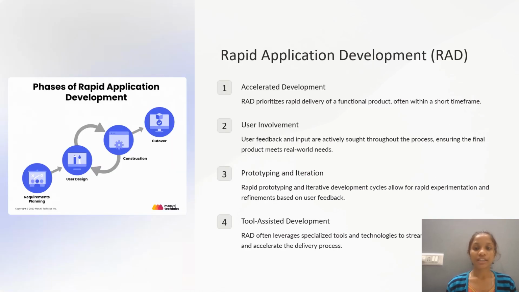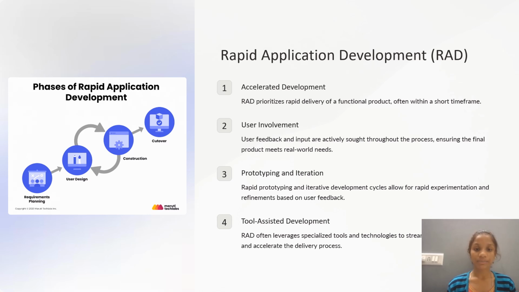Next, rapid application development. It is the next model, showing how we can develop applications in a much faster way. That is, we can develop it by using rapid application development. It involves accelerated development, user involvement, prototypes and iterations, and tool assisted development.